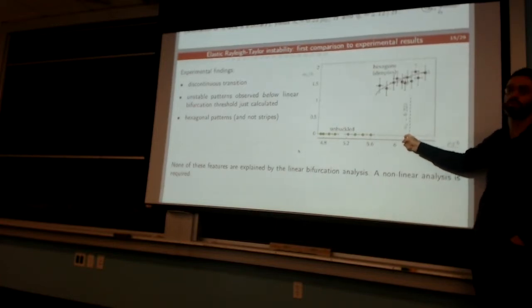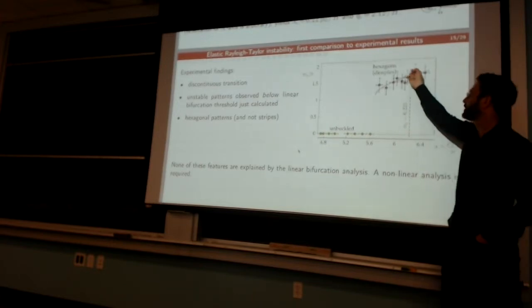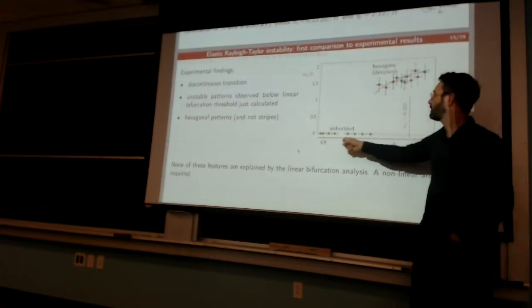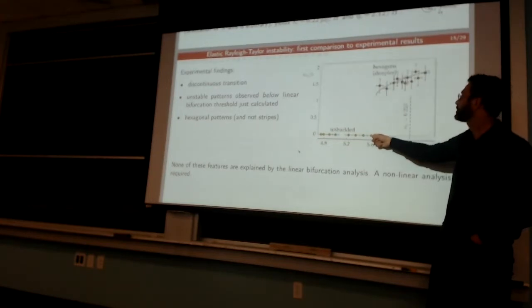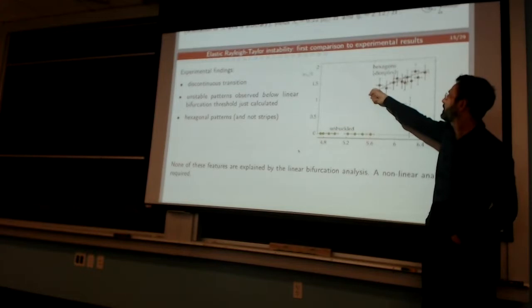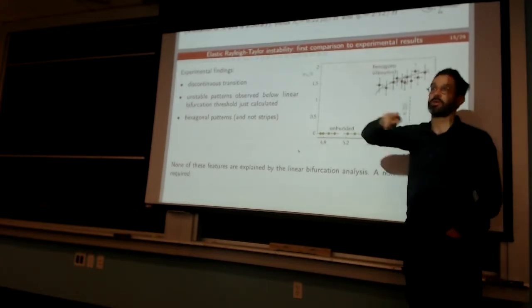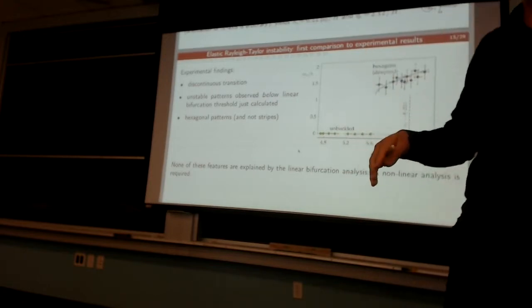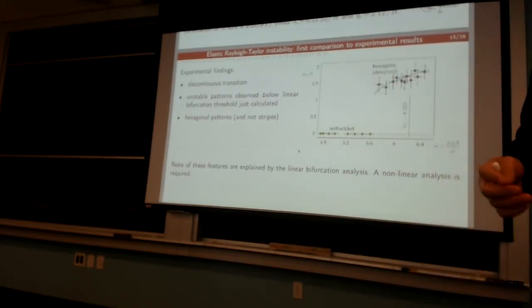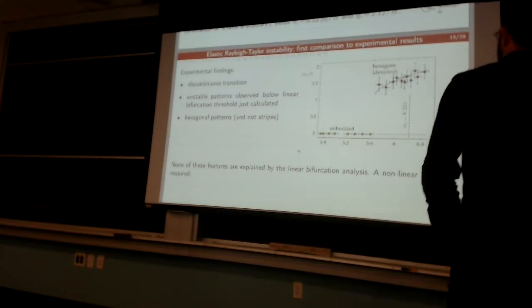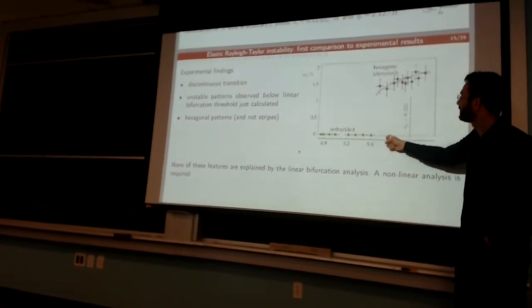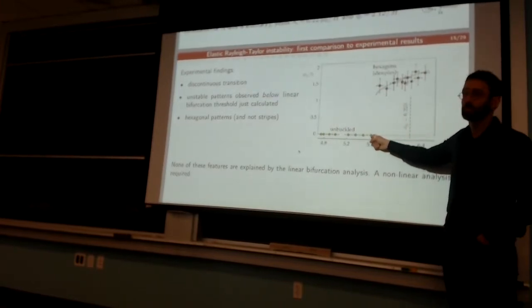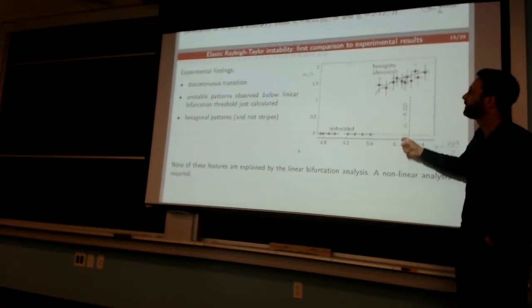That was 6.22. And this is what we see in the experiments. What we see in the experiment is that nothing happens, and then there's a discontinuous transition where the amplitude is really non-zero. We see hexagons and not stripes, as we were expecting from the linear analysis. The threshold is not correct. It's significantly below in the experiment. So you see the bifurcated pattern appearing below.